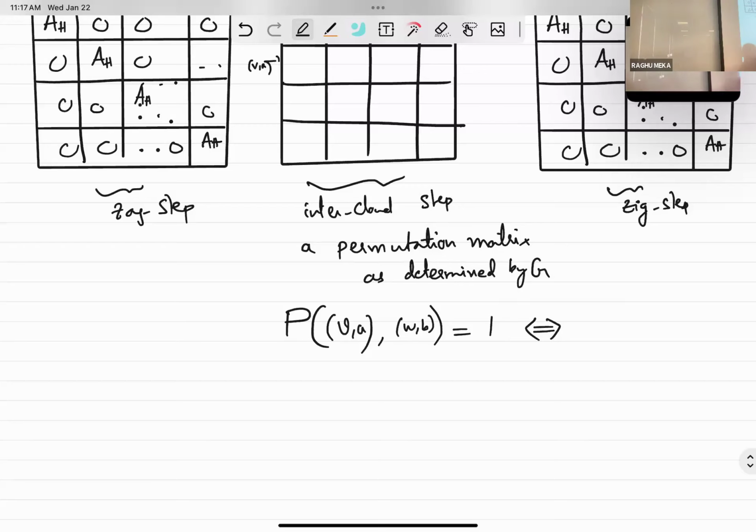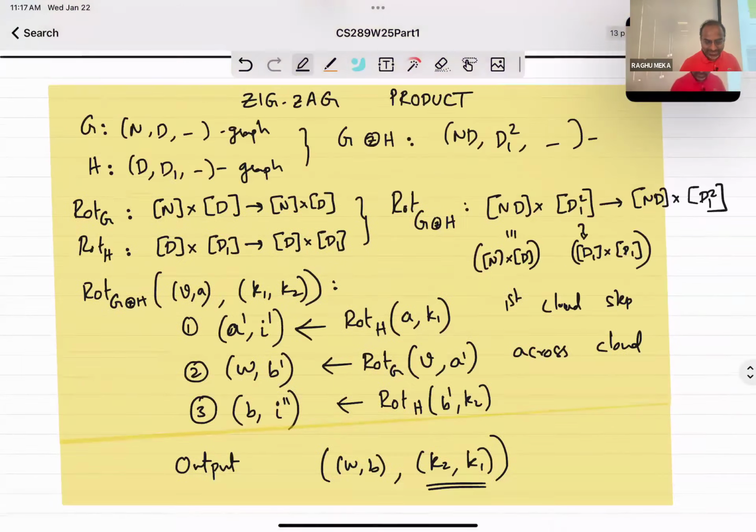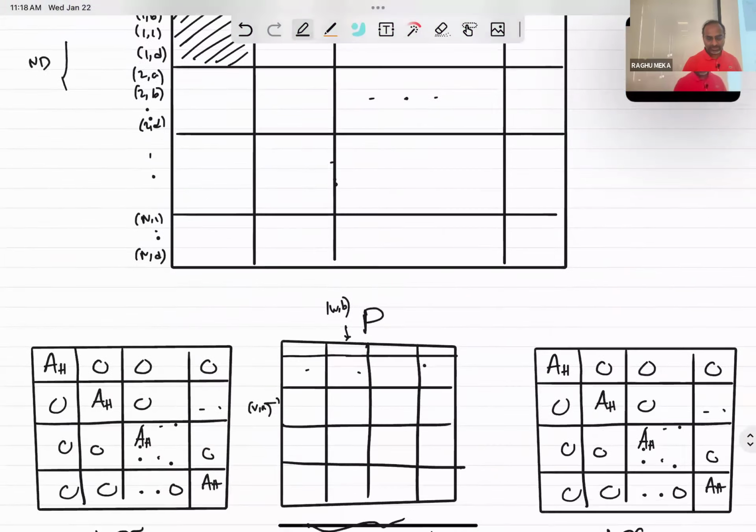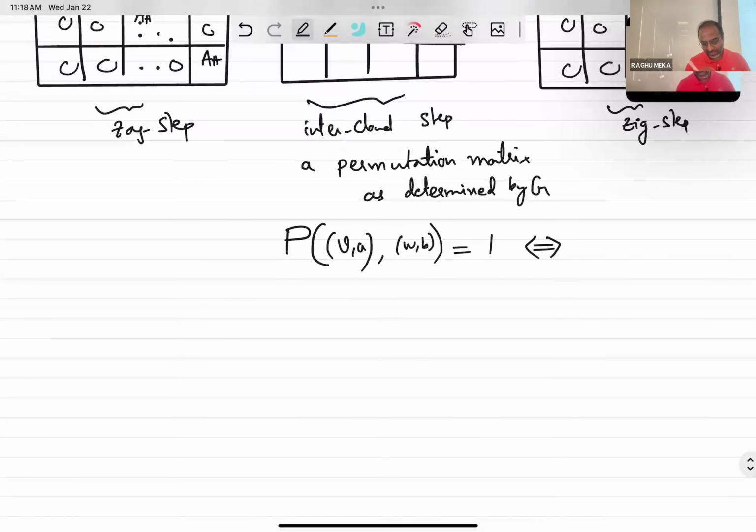Well, if and only if the rotation map of G took V comma A to W comma B. Okay, it's kind of a matrix representation of the rotation map, right? So if I took the ath edge out of V, I need to end up at W, and that W should be the bth edge, and my V should be the bth edge out of that, if and only if.